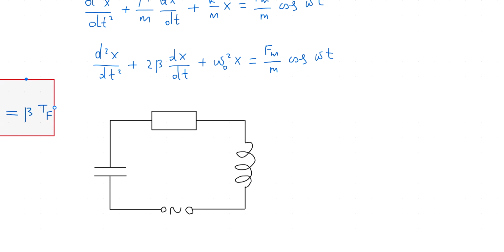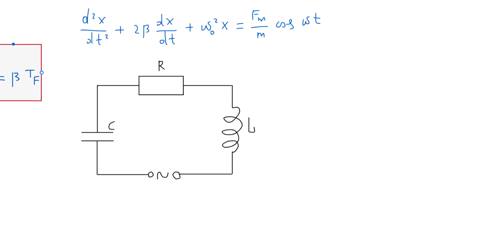So we have R, resistance, inductance, capacitance, and electromotive force. Electromotive force that is equal to Um cosine omega t.